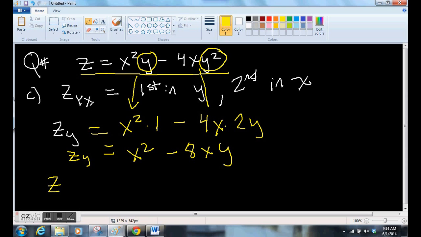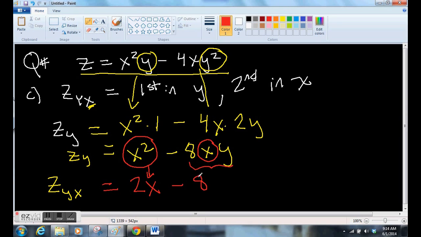So now we just have zy. We want zyx. So now we take the second derivative in terms of x. And this is why I like to circle the variables. So now I'm thinking x is the variable. The derivative of x squared is 2x, minus 8, and y is a constant, because I'm doing it in terms of x. And now the derivative of x is just 1. So the answer is the first derivative in terms of y, second in terms of x, is equal to 2x minus 8y.